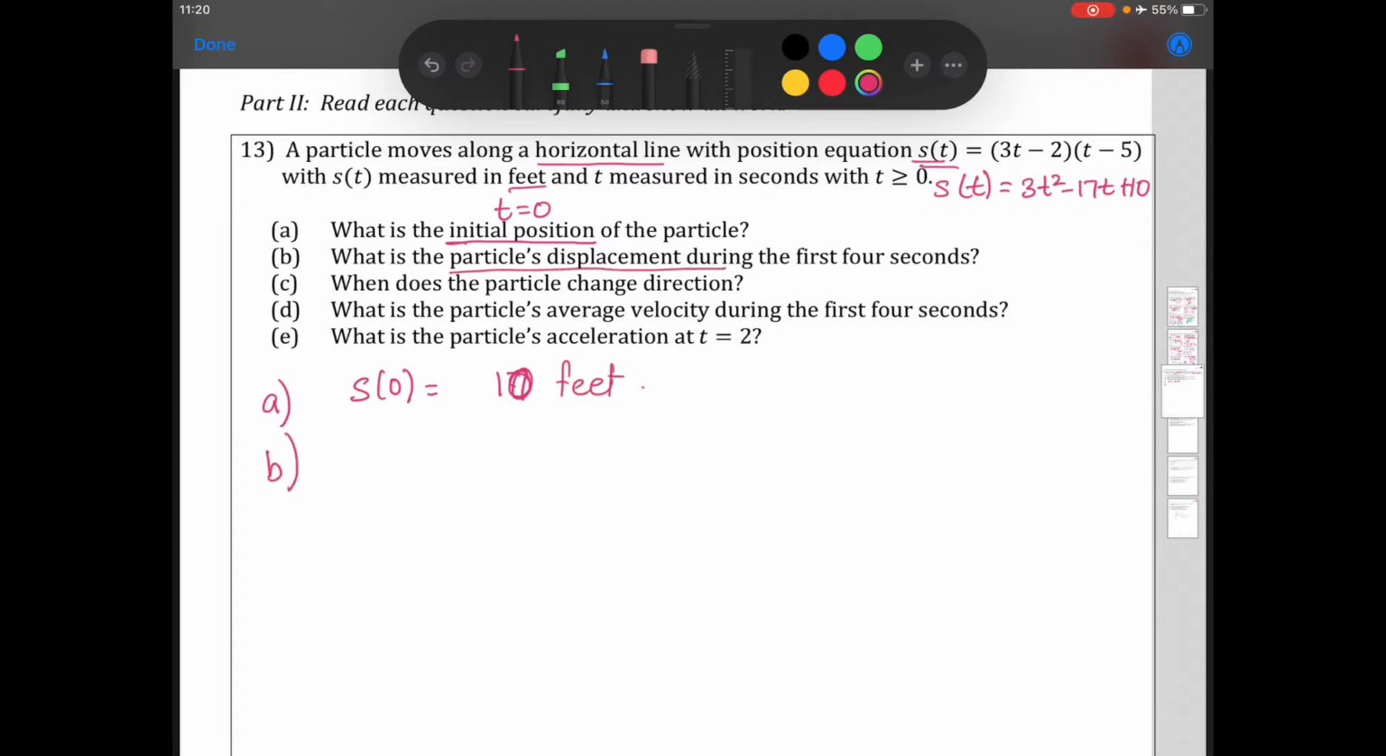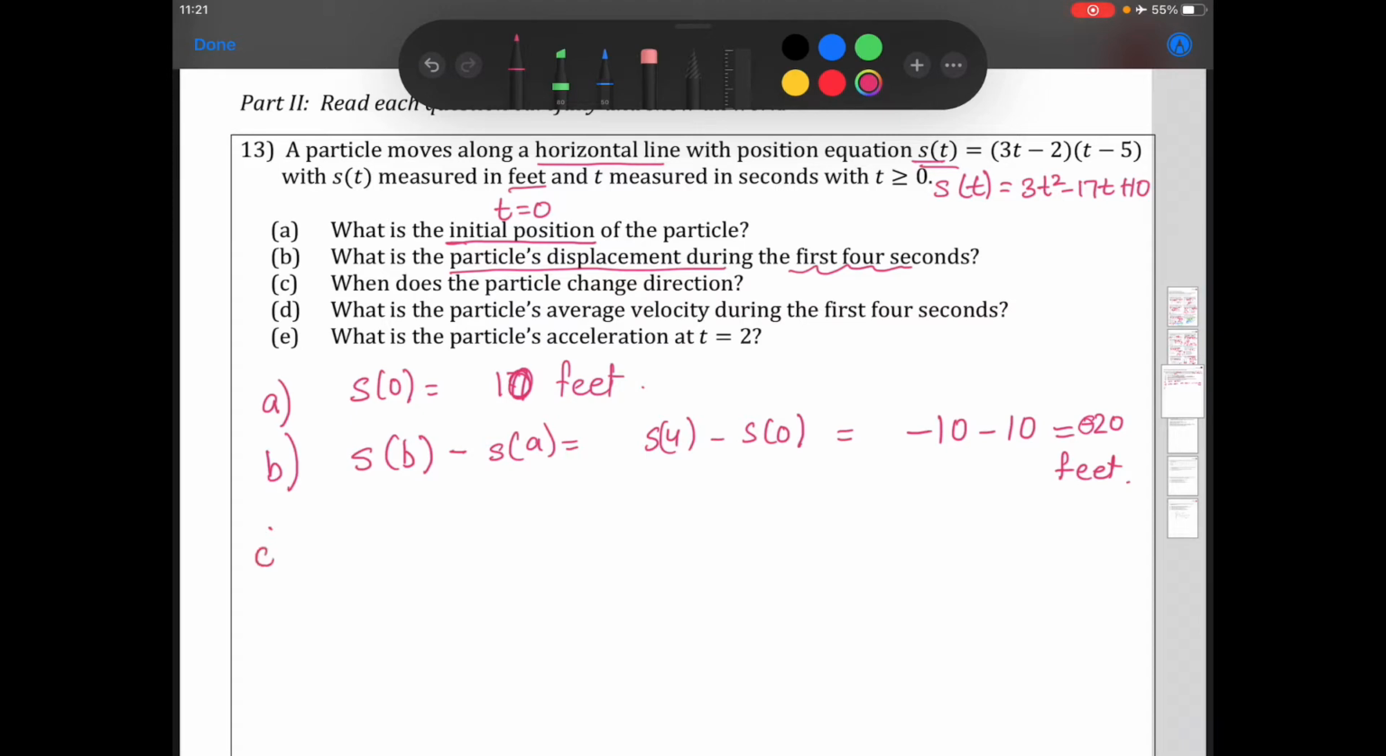Part B, it's asking you for the particle's displacement. Displacement is basically how far you got from point A to point B. So it's S of B minus S of A. So S of B is what? First 4 seconds. So it'll be S of 4 minus S of 0. S of 4 is, if I substitute in 4, I get negative 10 minus 10, S of 0 is 10, equals negative 20 feet, which means what? You're moving to the left. You displace 20 units or 20 feet, but negative tells you you're moving to the left.